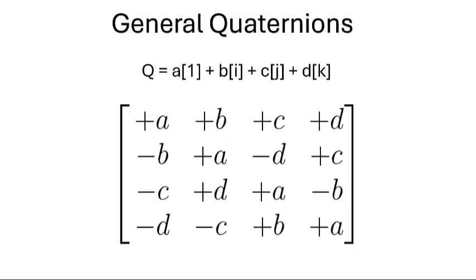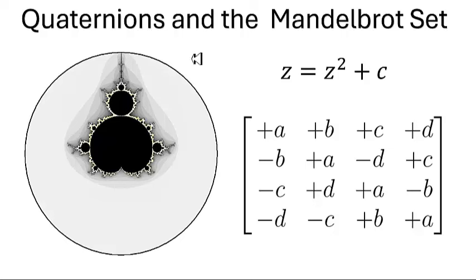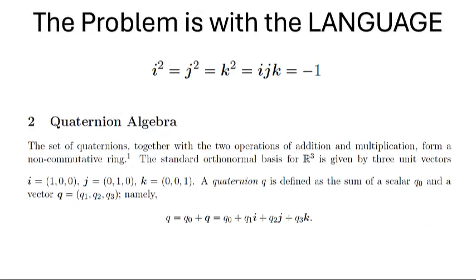And that is the matrix that I used in the generation of the Mandelbrot set using quaternions. But the main point I want to get across in this video, this very important point, is the problem is with the language. The problem is with the symbolic language, with the use of symbols. Algebra tends to be an abstraction. So algebra is an abstraction.